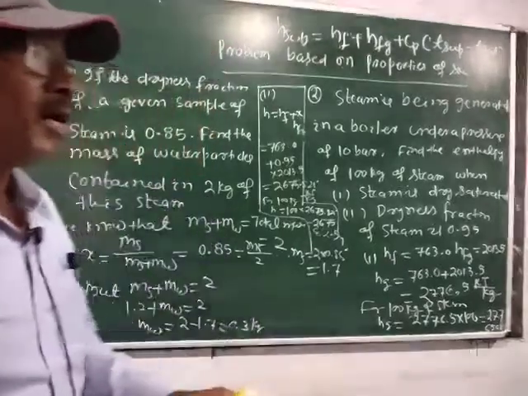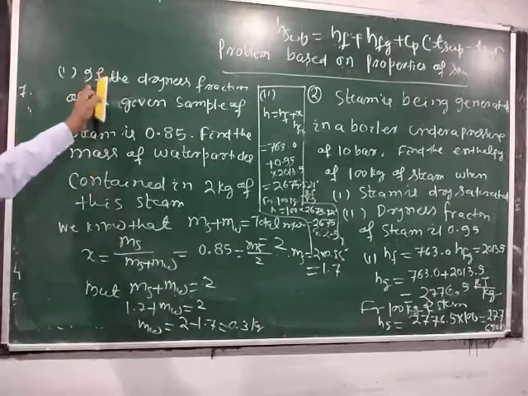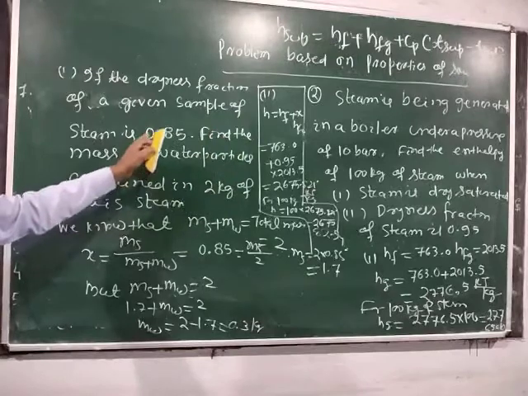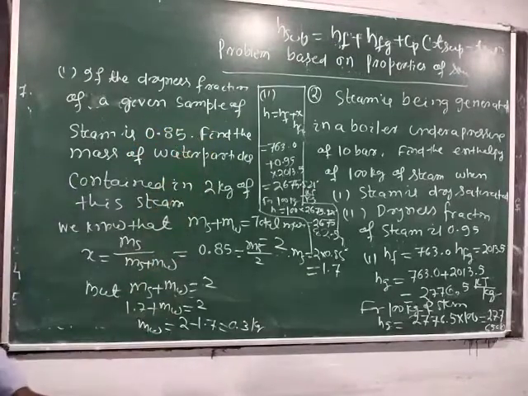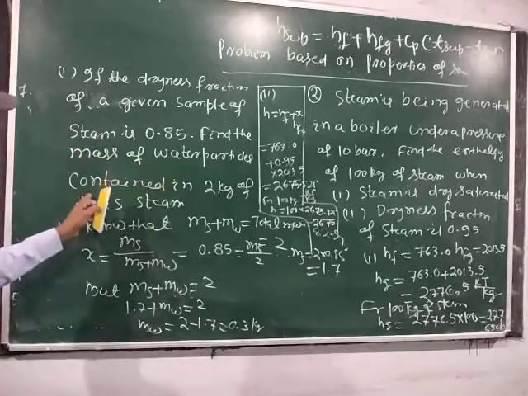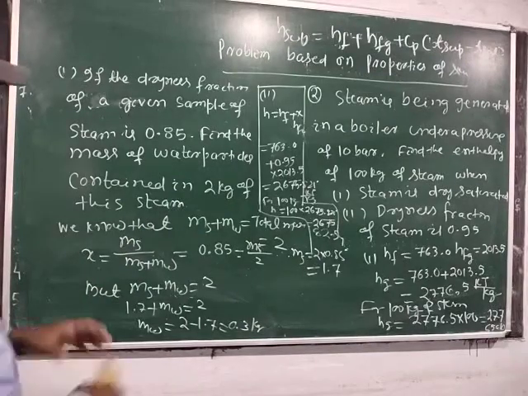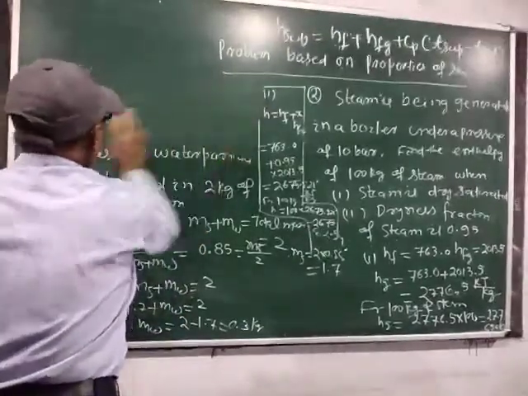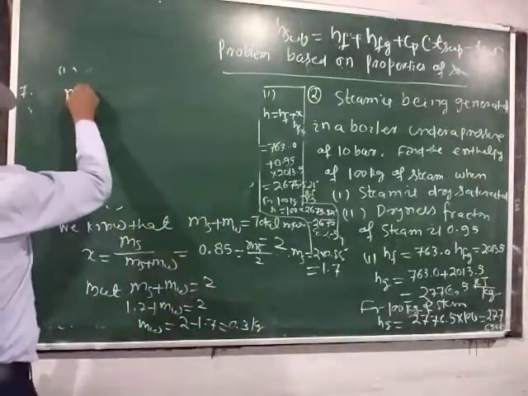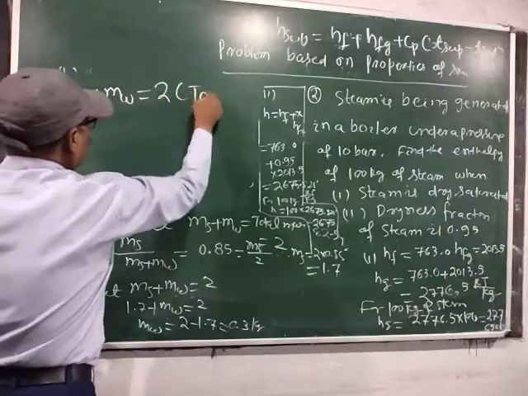Now, I will solve some problems. Problem number 1. If the dryness fraction of a given sample of steam is 0.85, find the mass of water particles contained in 2 kg of this steam. Data given. In this question, Ms plus Mw is equal to 2, which is the total mass.